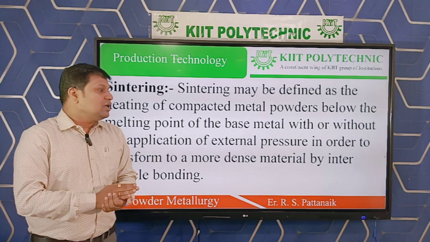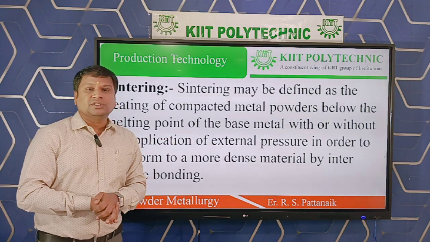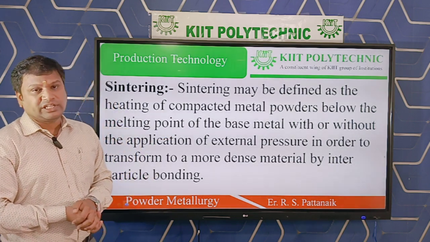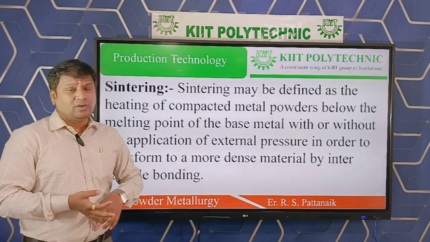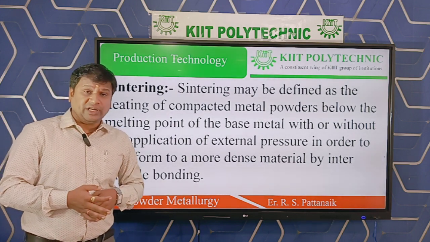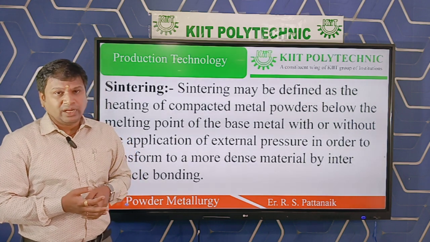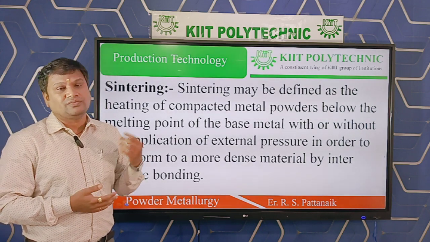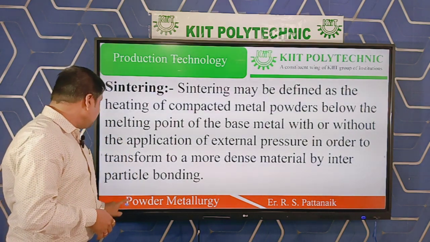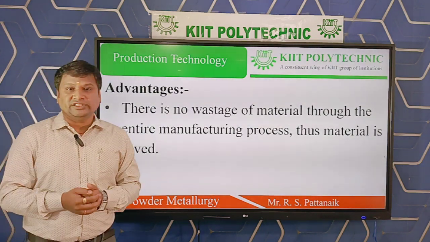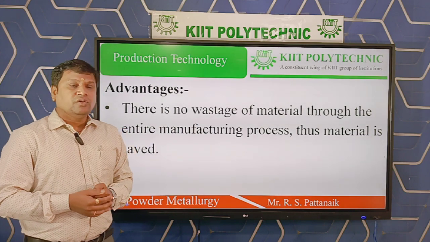Okay, so this is all about the steps involved in the powder metallurgy technique: production of metal powders, then blending or mixing, then compacting or briquetting, then sintering. There are four basic steps of the powder metallurgy technique. Okay, so next are the advantages.